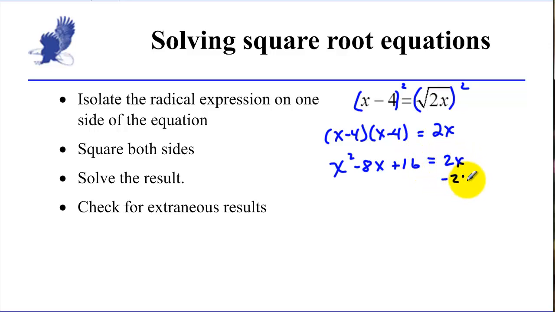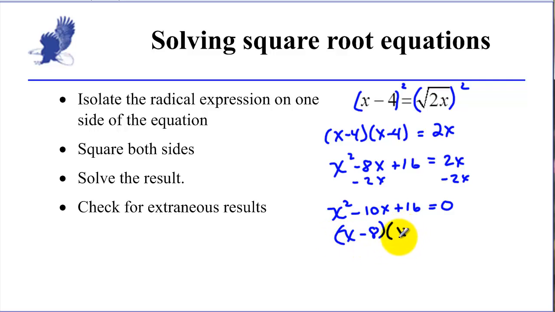Now we're going to subtract the 2x, and we get x squared minus 10x plus 16 equals 0. So this factors into x minus 8 and x minus 2. And we have solutions of 2, or possible solutions of 2 and 8. So let's check those out.